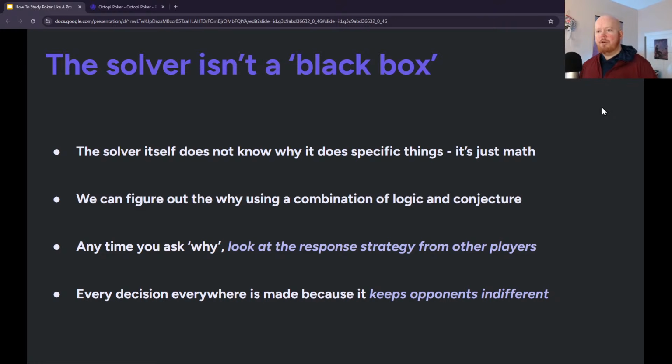So anytime we're looking at why, the crucial element here is that the reason why always hinges on what the response strategy is from other players, whether it's the original raiser, whether it's your post flop and your heads up opponent, whatever it is, the response strategy is why a strategy looks the way it does.